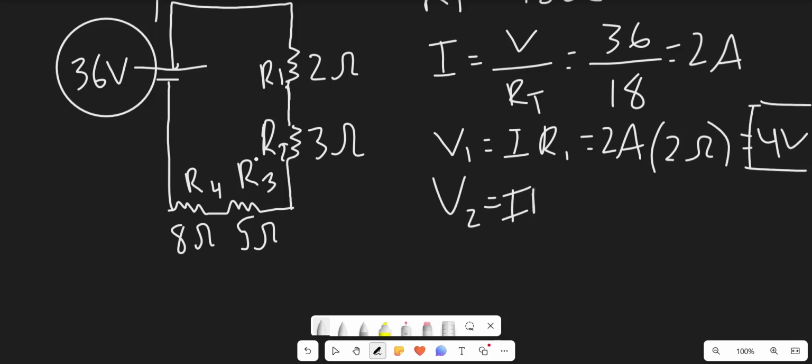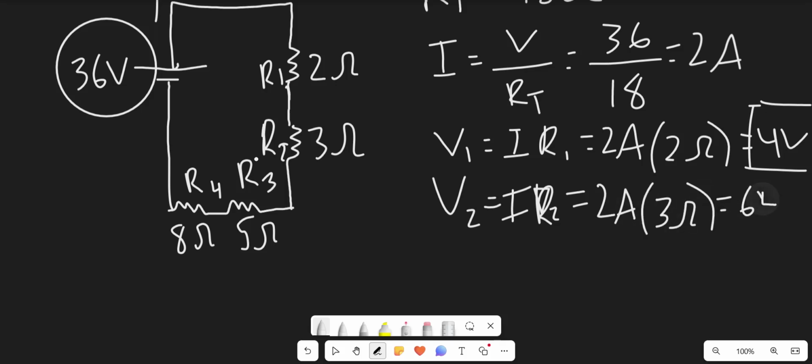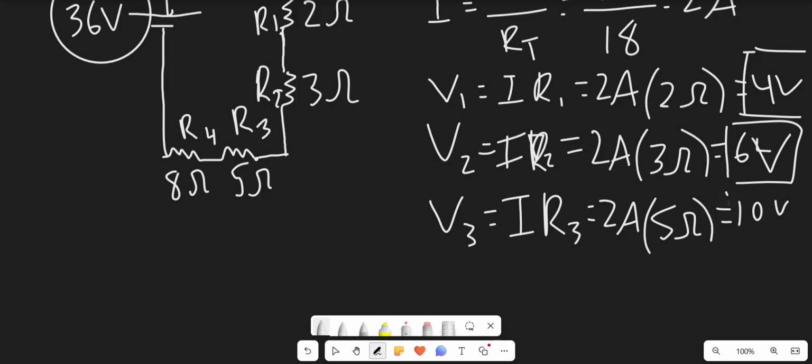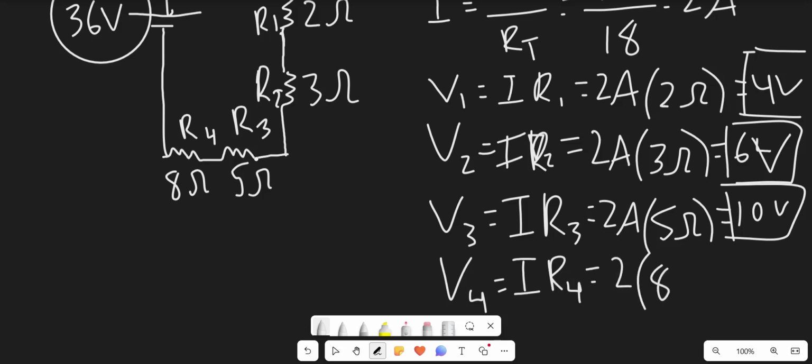V2 is going to be IR2, which is 2 amps times 3 ohms, which will give us 6 volts. V3 is the current times R3, so that'll be 2 amps times 5 ohms, which will be 10 volts. And lastly, we have V4, so that's going to be the current times R4, so it will be 2 times 8 ohms, which will be 16 volts.